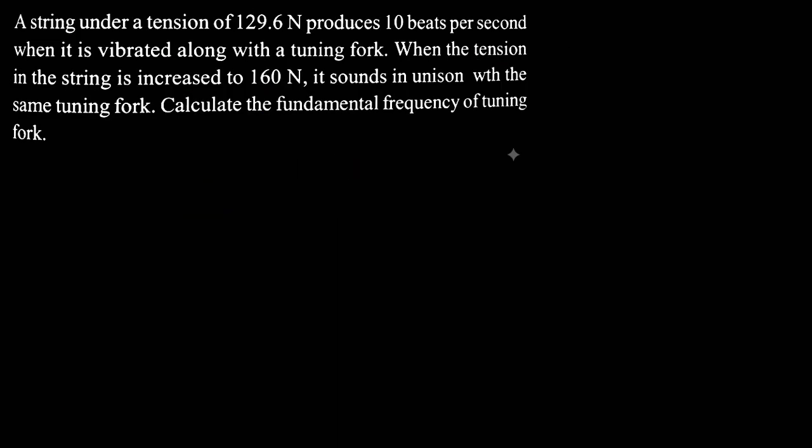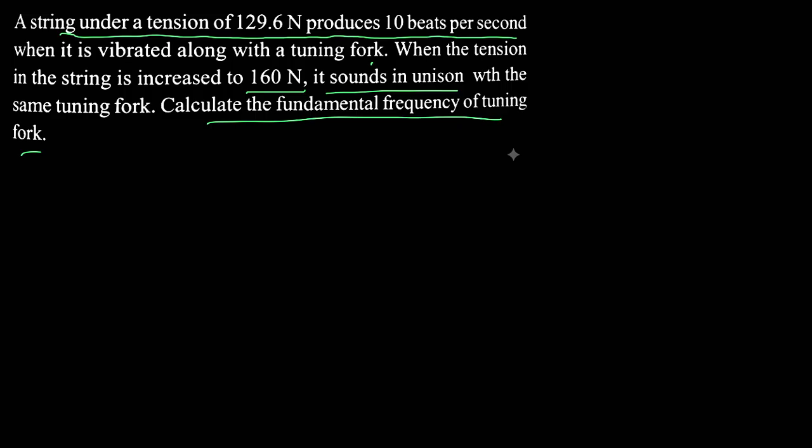Okay, next question. A string under tension 129.6 Newton produces 10 beats per second when it vibrates along with a tuning fork. When the tension in the string is increased to 160 Newton, it sounds in unison. Unison means same frequency. The frequency will become the same as the tuning fork. Calculate the fundamental frequency of the tuning fork. So initially, how many beats will be there?